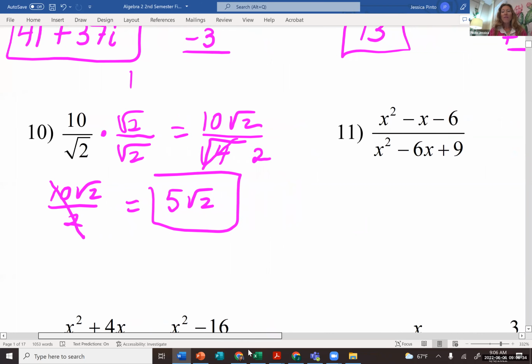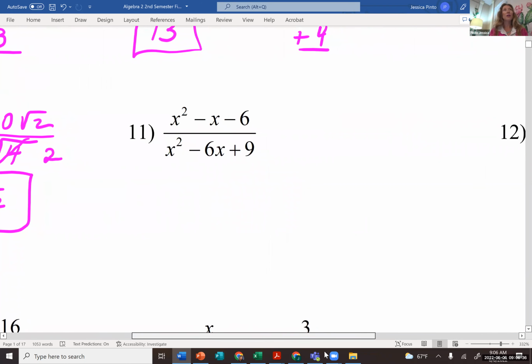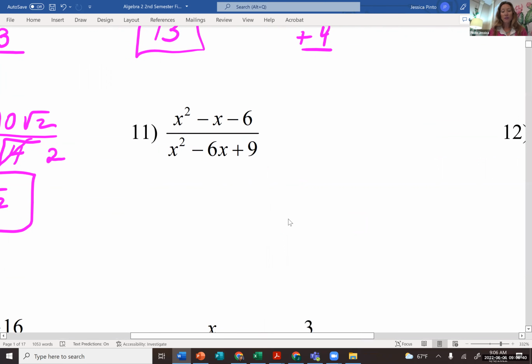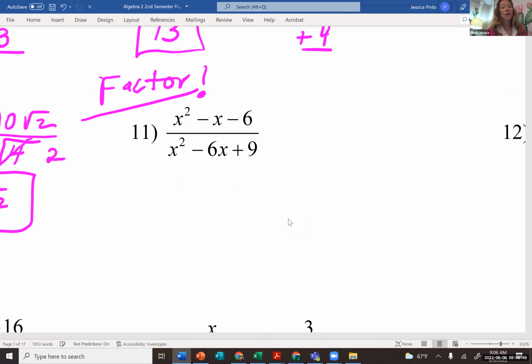Okay, 11 is a rational equation, and we're at a totally different type of work here. You can see that this is a trinomial divided by a trinomial, and you need to factor. We're going to factor before anything else. So this is meant to be the fast factoring because these are both x squared. So I would hope that at this stage, you're able to factor really quickly in your head to 2 binomials.